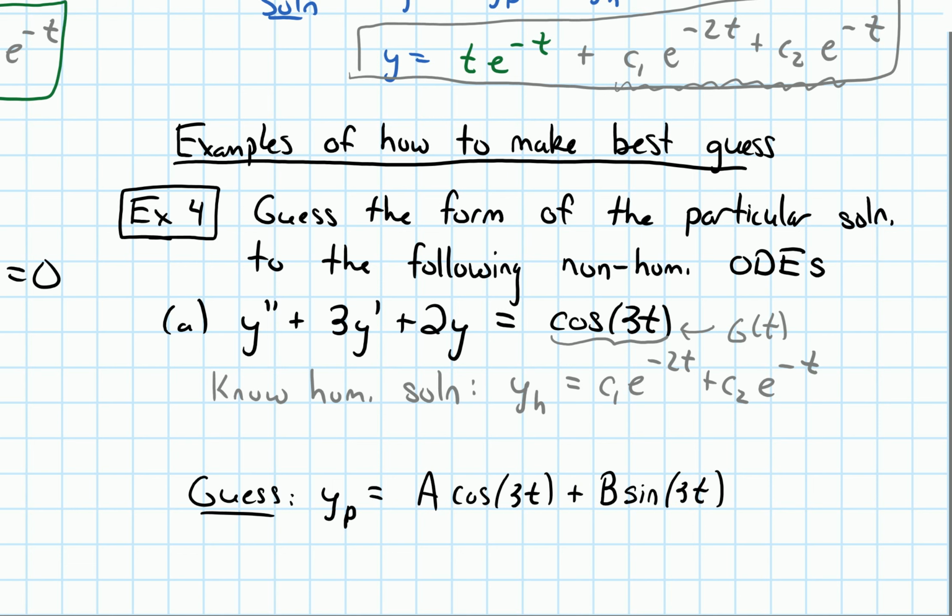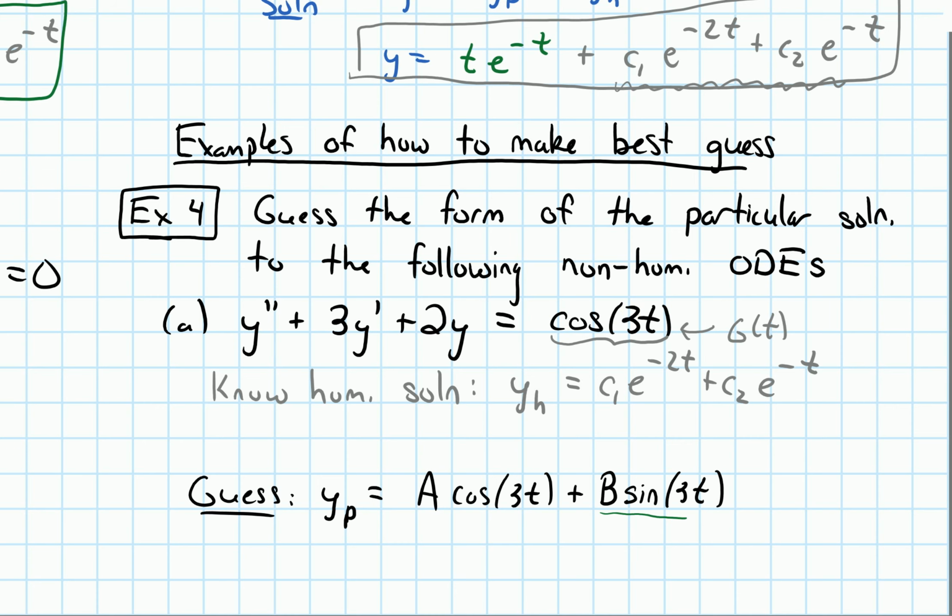Conceptually, the reason I can't just have cosine is that when we start taking the derivative of it, we get sine terms. So we're going to need a way to cancel out those sine terms, and the way to cancel them out is to put a sine term in my guess, and then play around with the coefficients to make it work out to cosine of 3t exactly.